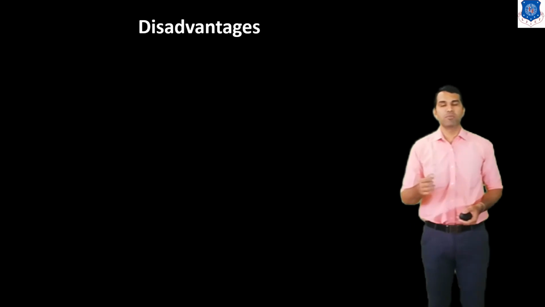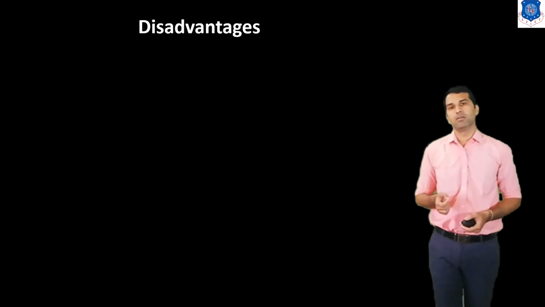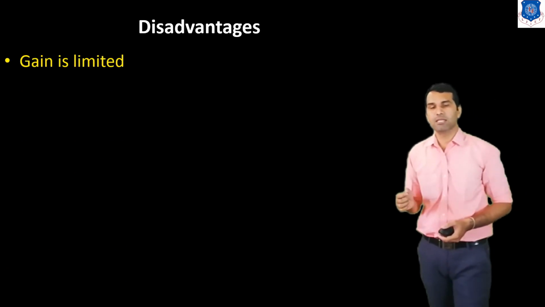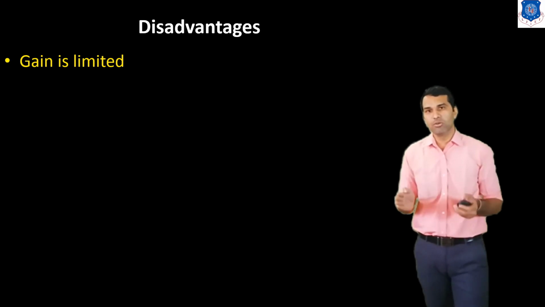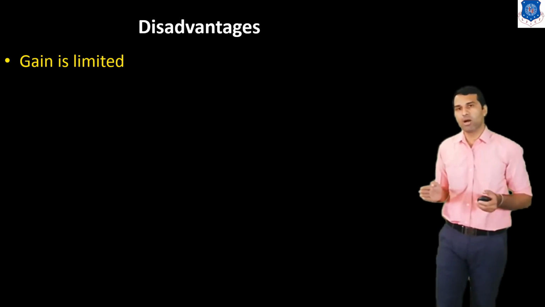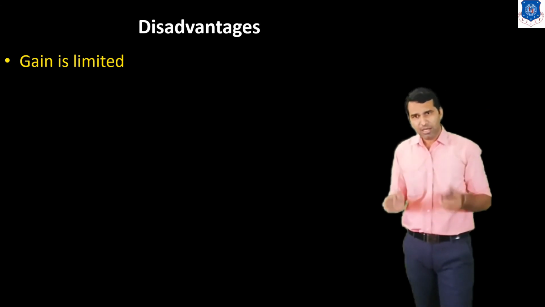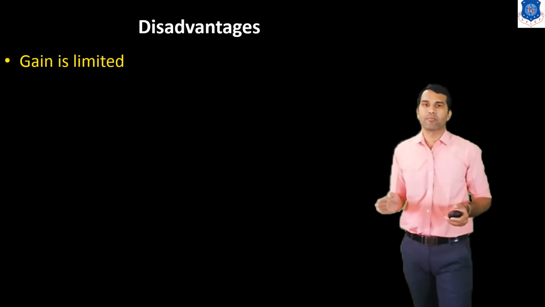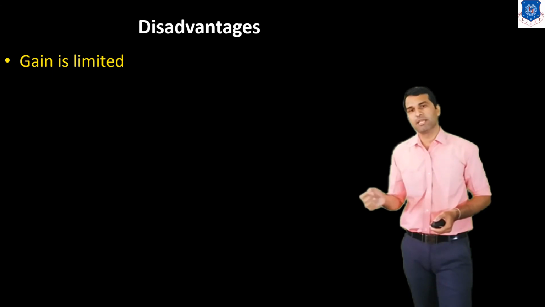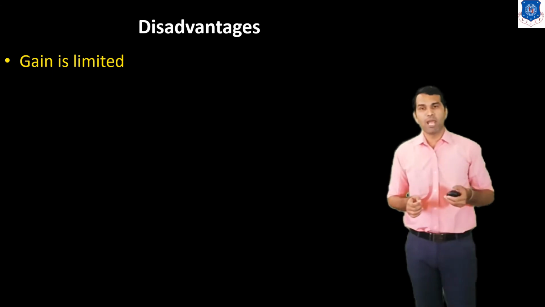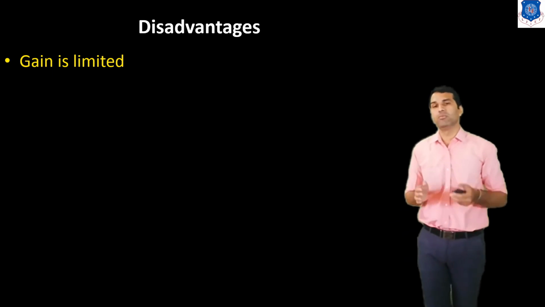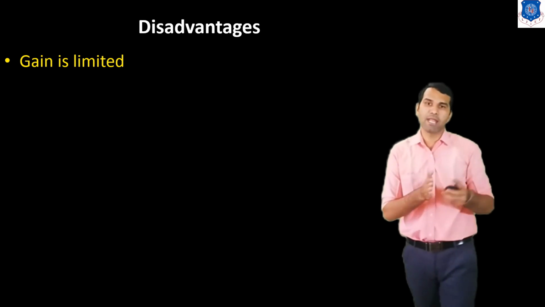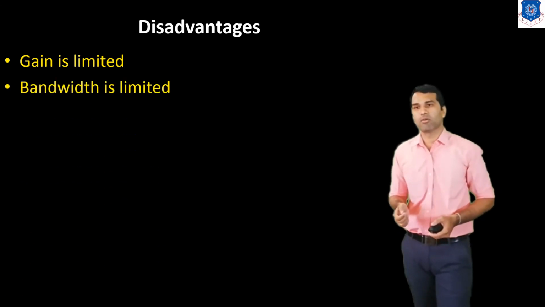Now there are some disadvantages of this antenna. The first one is that the gain is limited. That means when we use only one director, we get limited gain by using this Yagi-Uda antenna. So when we have to increase the gain, we have to use a number of directors. So this is the disadvantage.